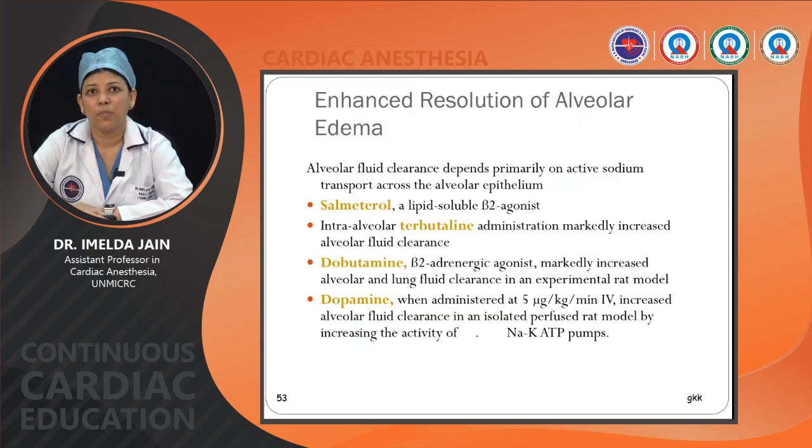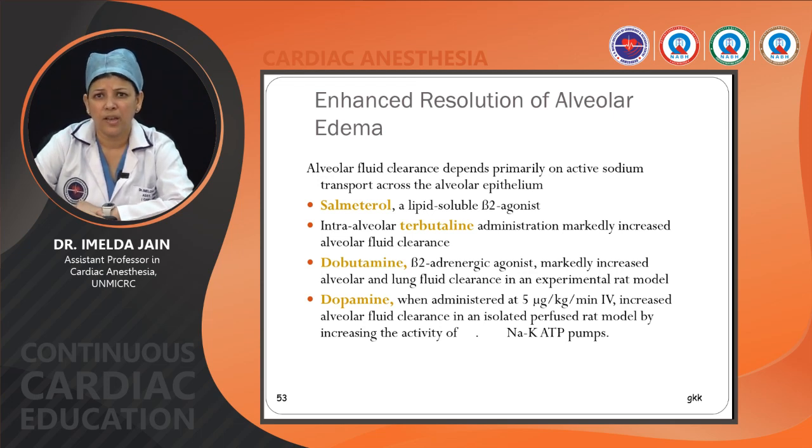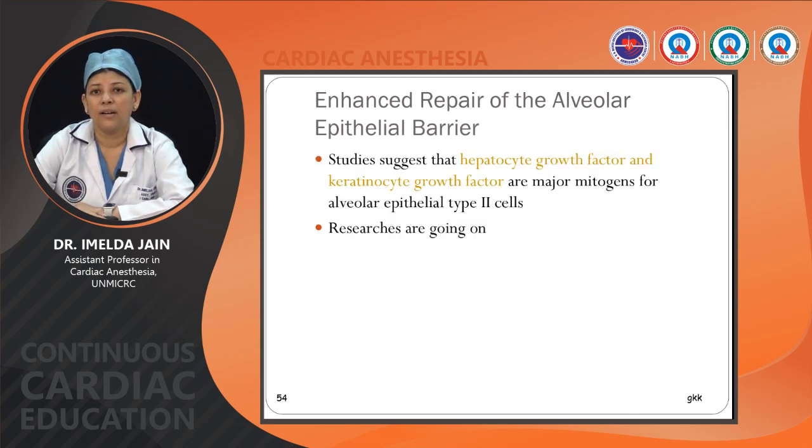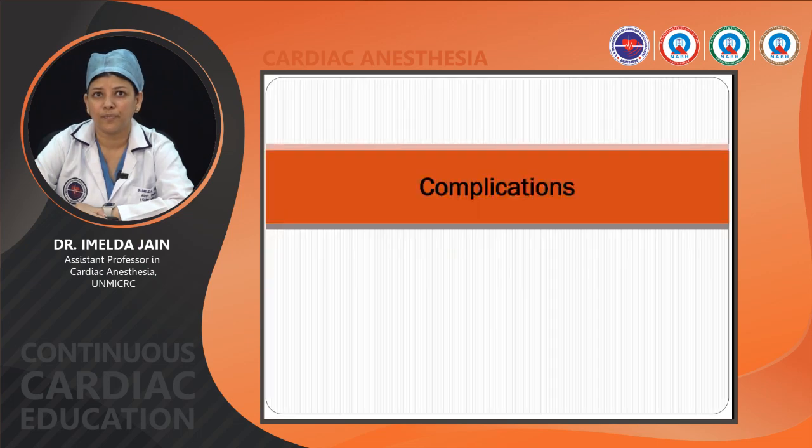Some other treatment options would include salmeterol, which is a lipid soluble beta 2 agonist, intraalveolar use of terbutaline, dobutamine, which is a beta 2 adrenergic agonist, and dopamine at a dose of 5 microgram per kg per minute can increase the alveolar fluid clearance. This study has been done in isolated perfused rat lungs. Other research options that are going on are the studies of hepatocyte growth factor and keratinocyte growth factors.